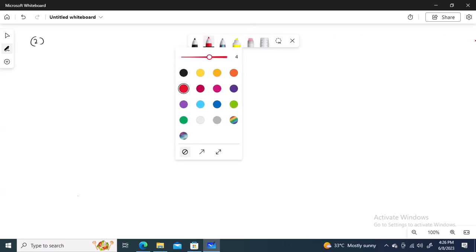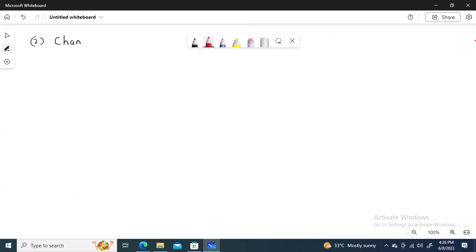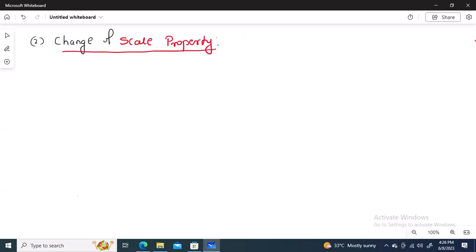So next we'll move on to the second important property. What is that property called? Change of scale property. This is very important. Change of scale property. What does it say? Statement.